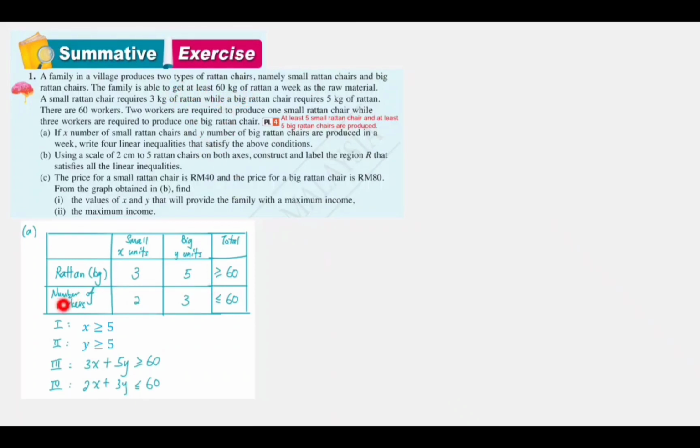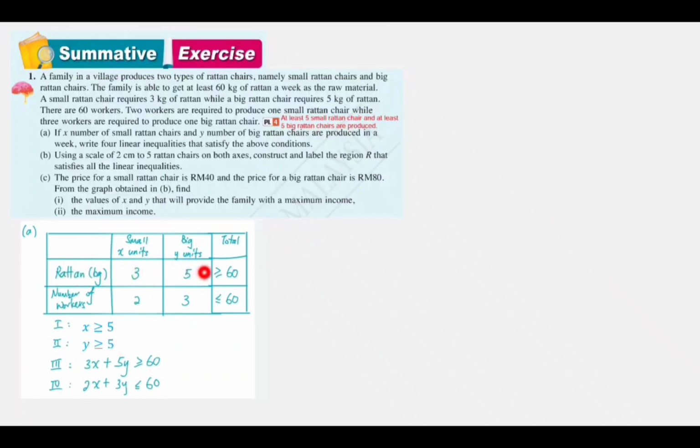Because the family is able to get at least 60 kg of rattan. Then, for the number of workers, we need 2 workers to produce 1 small rattan chair and 3 workers to produce 1 big rattan chair. So the sum of workers needed must be less than or equal to 60 because we have only 60 workers. So first constraint, we are given that at least 5 small rattan chairs, so X must be greater than or equal to 5, and Y also must be greater than or equal to 5. Here we have 2 constraints.